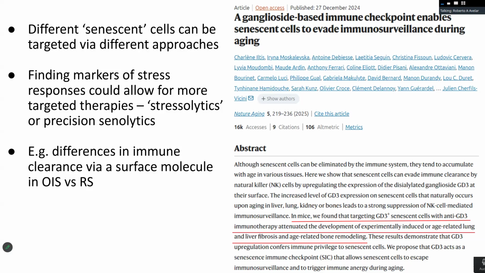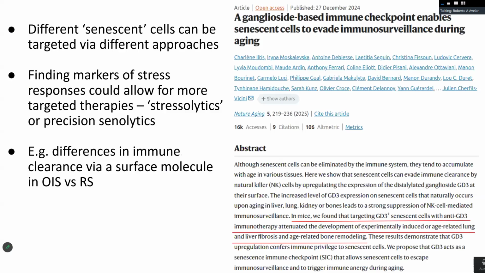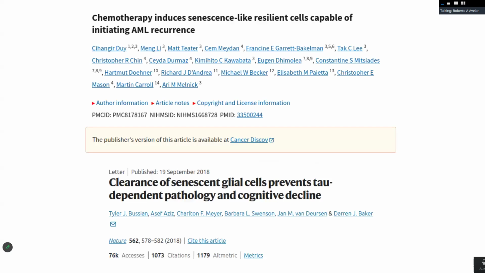But the idea is that if we find markers for what I call stress response modules, which are kind of theoretical at the moment, we've not been able to say like these 12 genes are part of this module. But the idea is that these should potentially have universal biomarkers themselves. And if we could find markers of those or ways to target those, we could maybe selectively eliminate cells a bit cleaner. And so why do we want to do that?